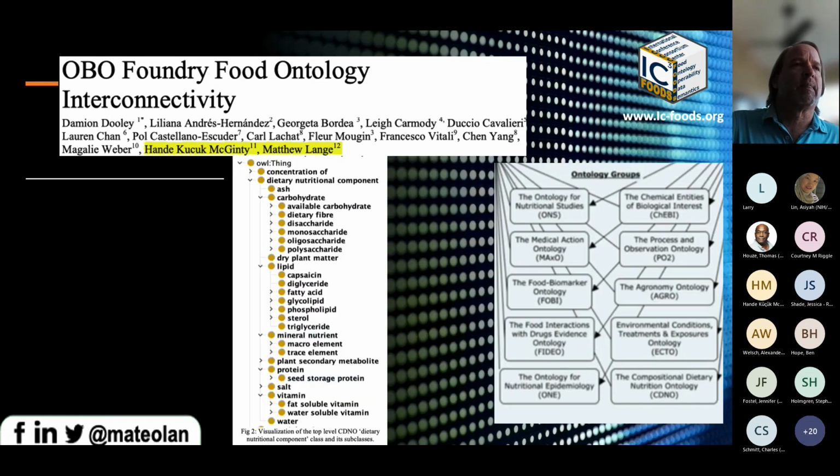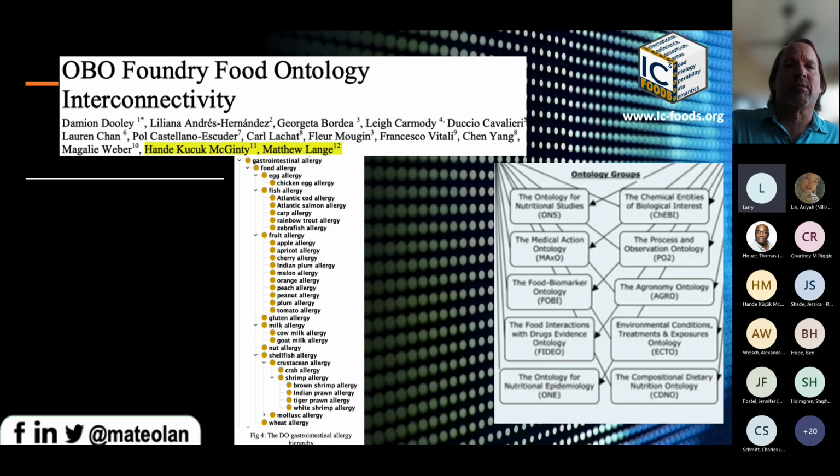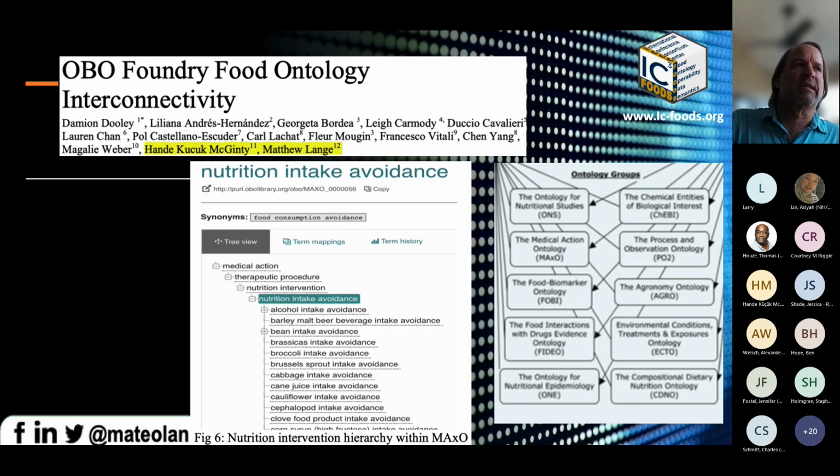I'll highlight a few of them. So this is an excerpt from the compositional dietary nutrition ontology and what it looks like to be able to relate components of foods to the CHEBI, chemical entities of biological interest, ontology. This is an example from the disease ontology, and linking it to food allergies. Here's another example of the nutrition intervention hierarchy within the medical action ontology.